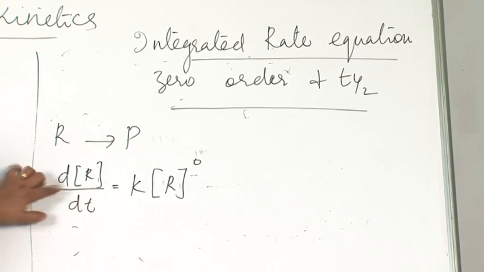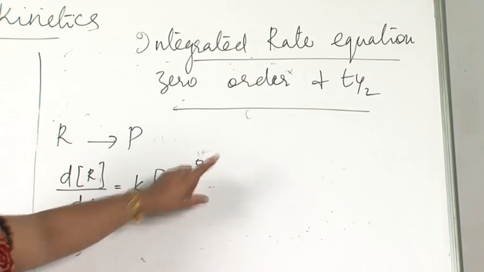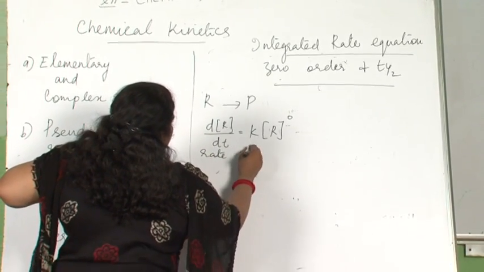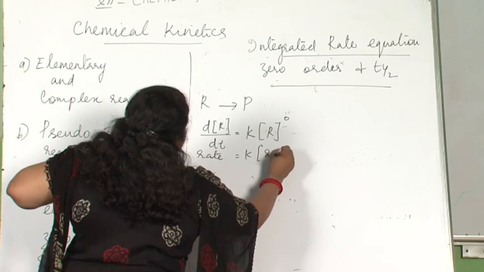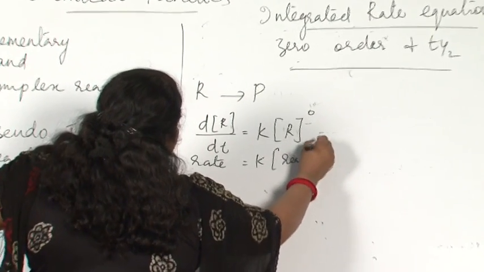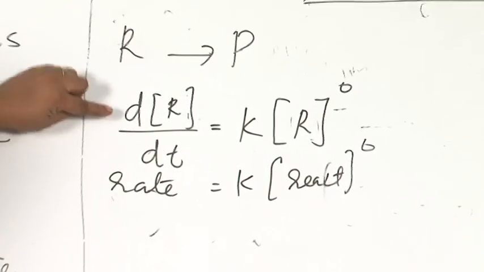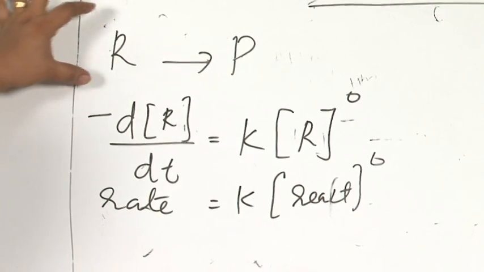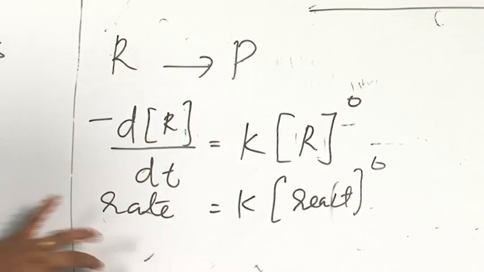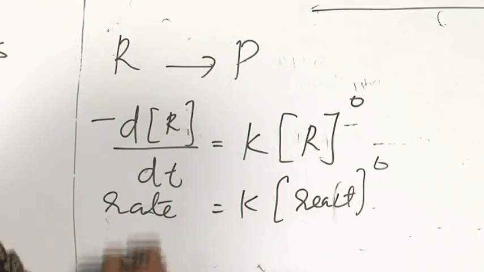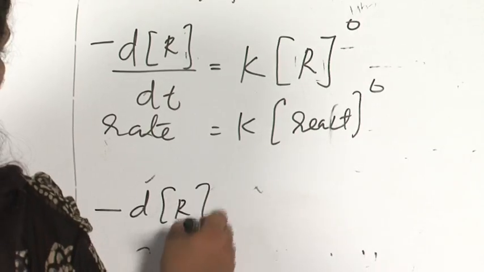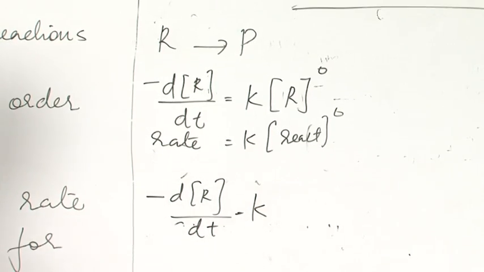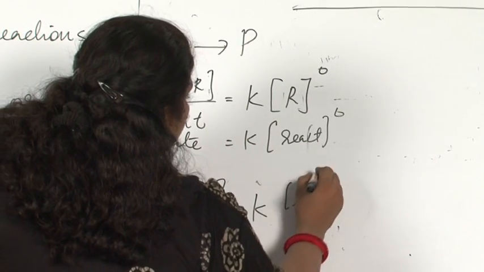Rate is equal to K into R raised to 0, where dR/dt is rate, equal to K into concentration of the reactant raised to 0. In this case, I have to write the negative sign. What does it indicate? It indicates that the concentration of the reactants keeps on decreasing. Now, if I write it, minus dR/dt is equal to K, because R raised to 0 is 1.